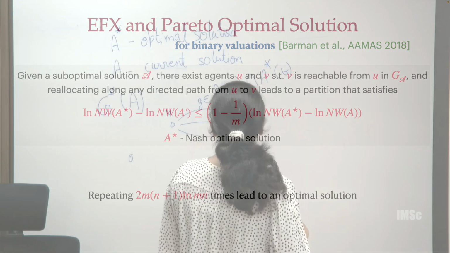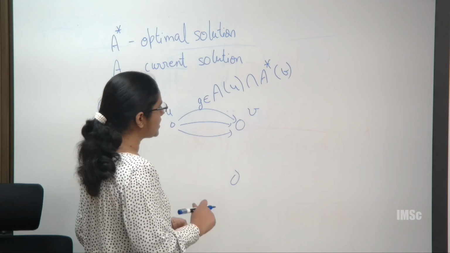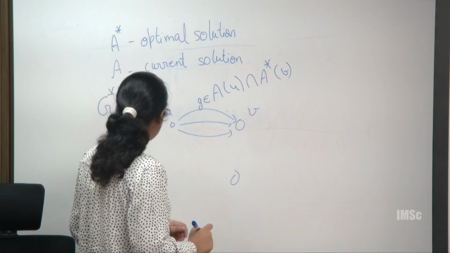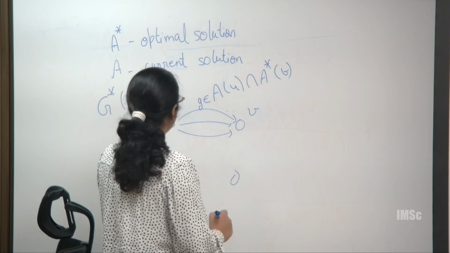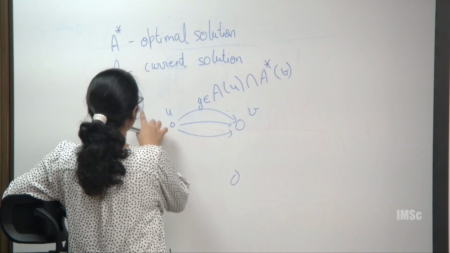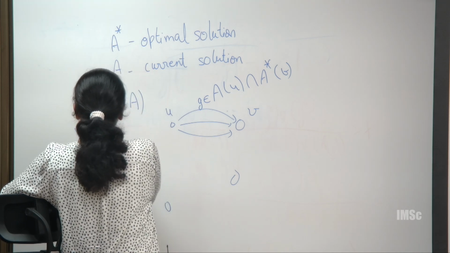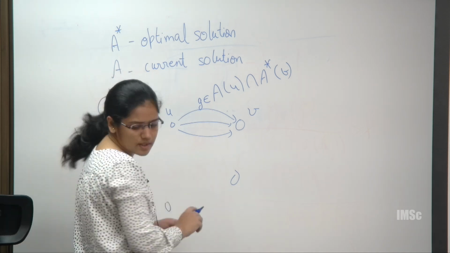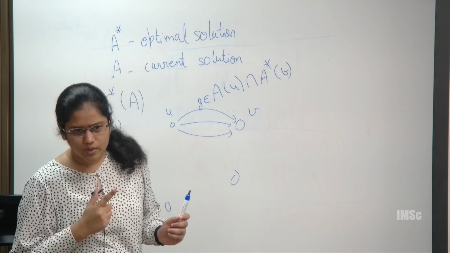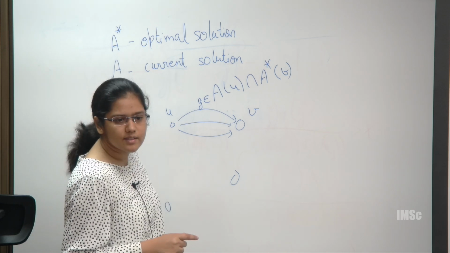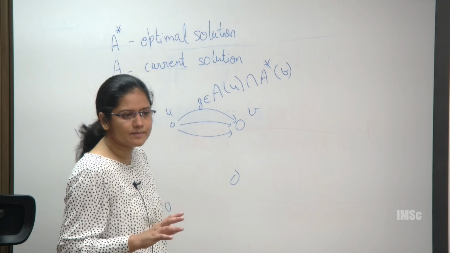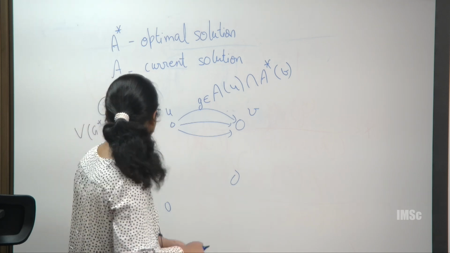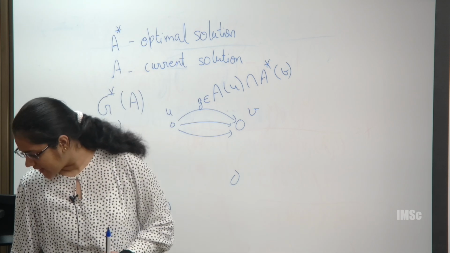So, let us construct another graph. This was my G star. What is G star? V of G star A. Let us erase the picture. Do you want the picture or do you want it in words? Picture. Okay. So, the construction of G star is clear, right?